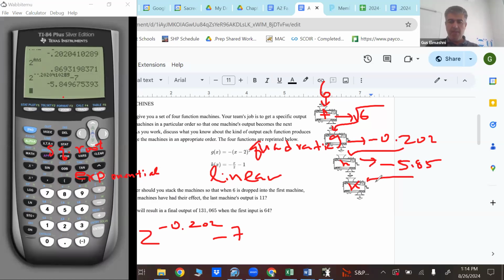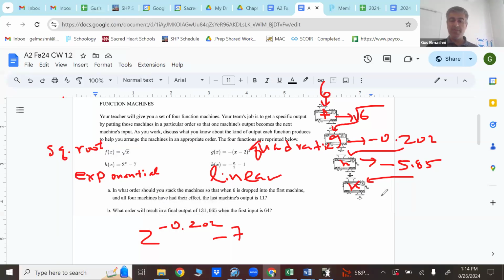Then I got to throw it into the k function, which is divide that by 2, multiply by -1, and subtract 1. Clearly, I don't get what we want. We're supposed to get 11 as a final answer. I don't get that at all. I get 1.92.